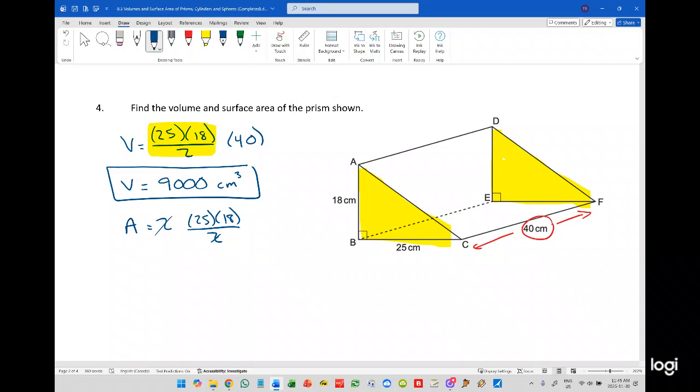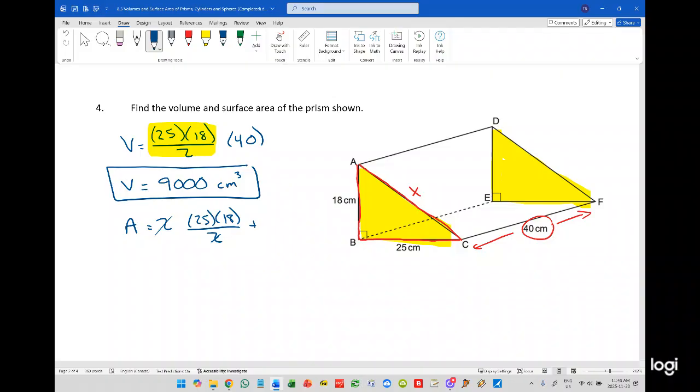And just because I'm running out of room, I'm going to go down to the next line. So we have, actually, you know what? I don't have to do that because I'm going to take a shortcut. We're going to use perimeter of the end times the height. So the perimeter of the end would be 18 plus 25 plus whatever this is. And unfortunately, it's not labeled for us. So I'm going to call it X.